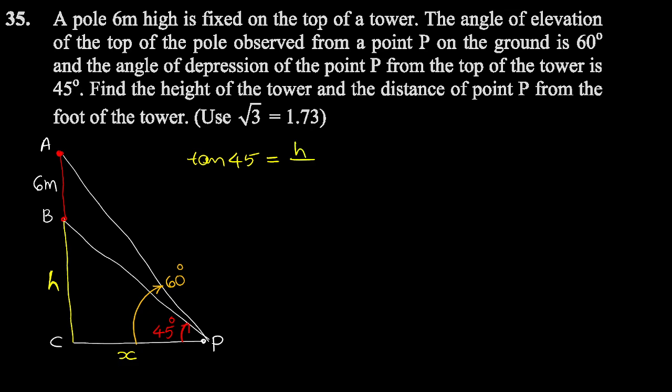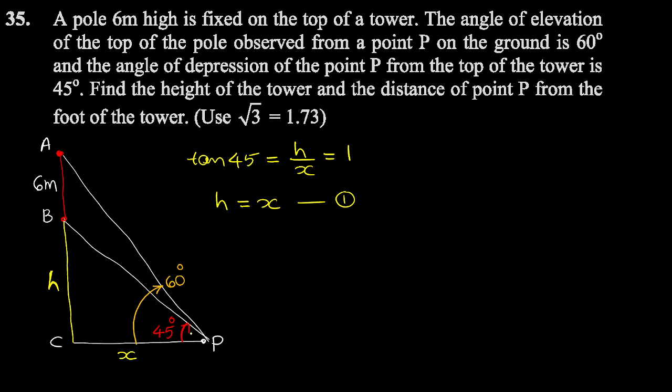Sara, Avin, clear? Tan 45 is 1, correct? Cross multiplying gives h equal to x. Useful later. H equal to x. Clear? Amira, clear? Understood? Yes, sir.